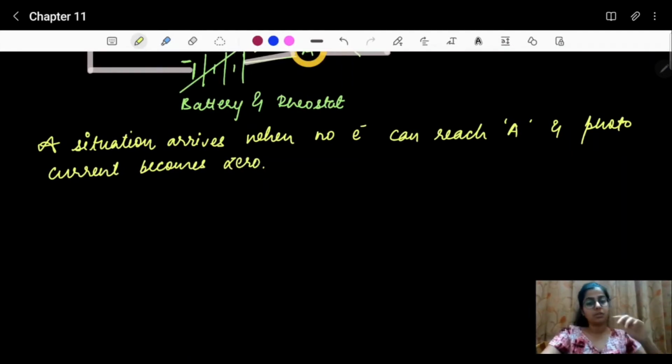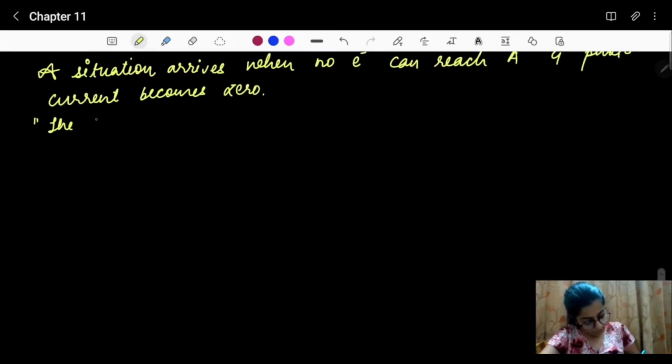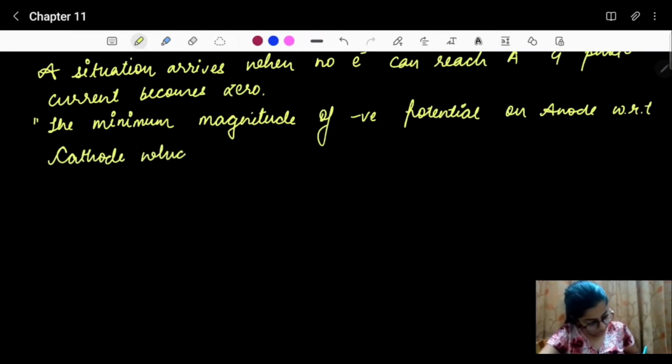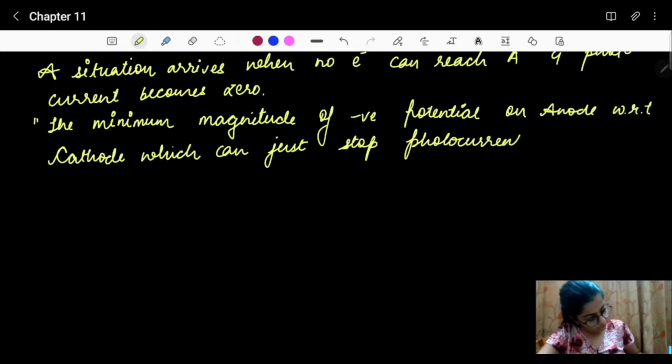Now we are going to write the definition of stopping potential. That is, the minimum magnitude of negative potential on anode with respect to cathode which can just stop photocurrent is called stopping potential.